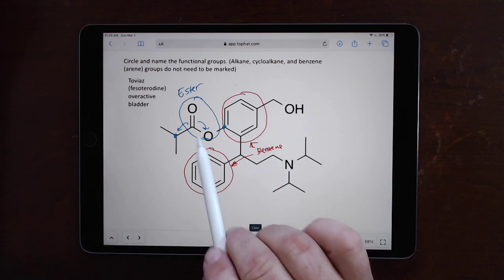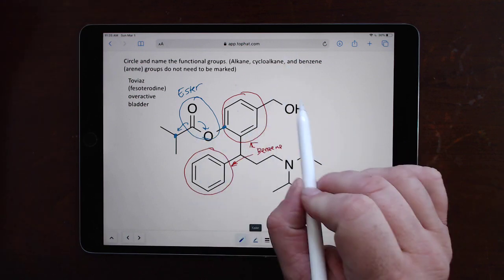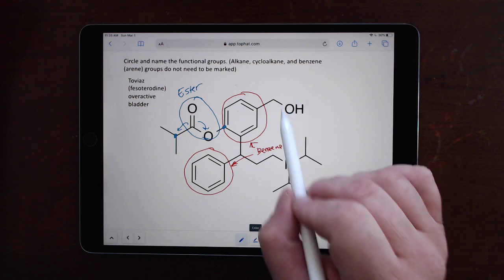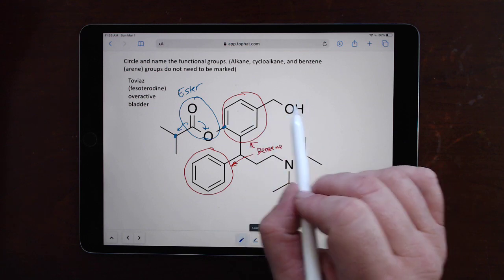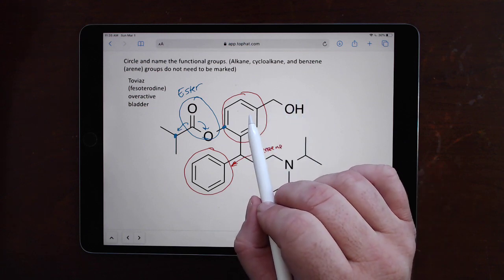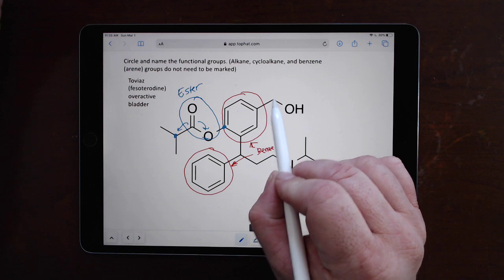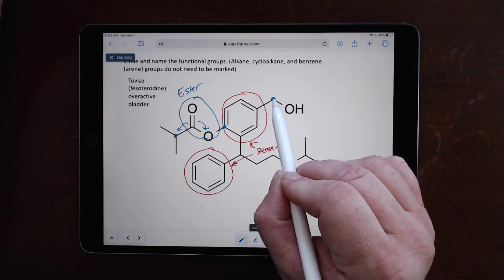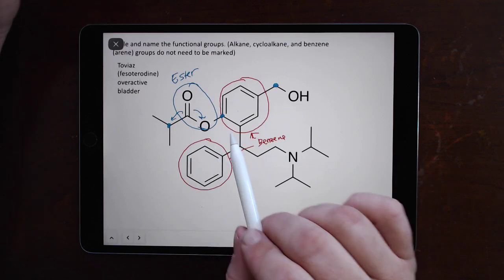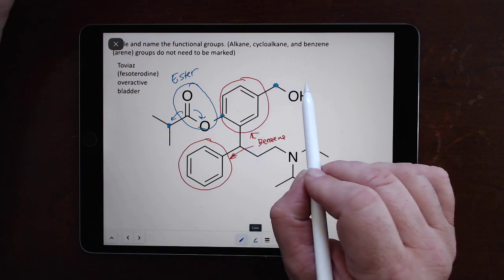This oxygen is part of the ester group, so it can't be part of any other functional group. Okay, so for here, there's an OH here, right? You can say, wait, that's connected to the benzene. But there is a carbon here that separates the two, so it's not a phenol.